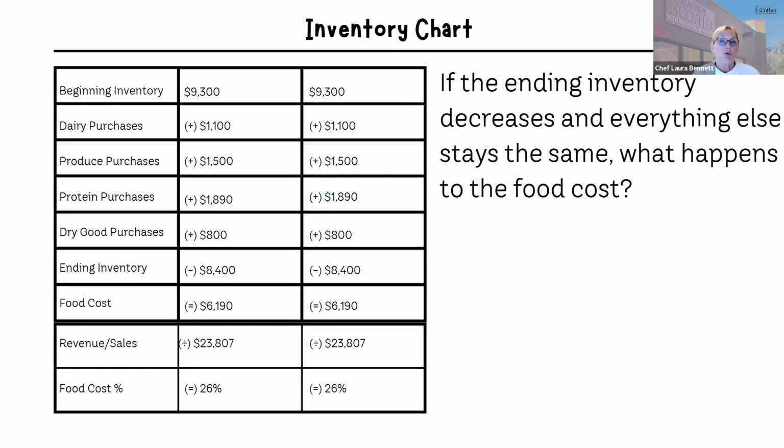If the ending inventory decreases, it goes down, and everything else stays the same, what happens to your food cost? Well, if your inventory is going down, it means you're selling more, right? So you have to replace that, which means you have to purchase it, which means your food cost is going to go up. So if your inventory goes down, your food cost goes up.